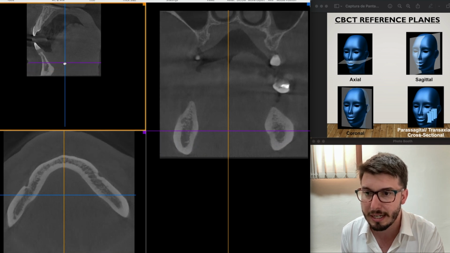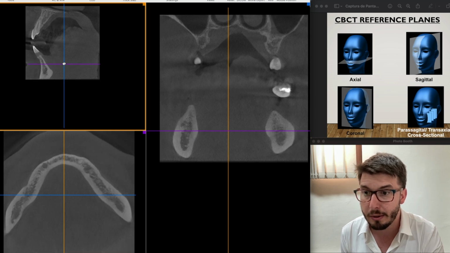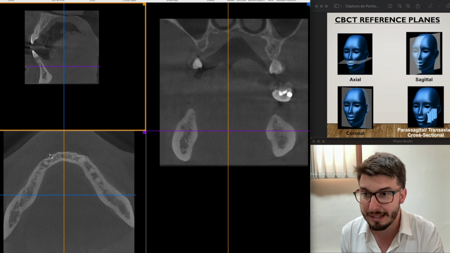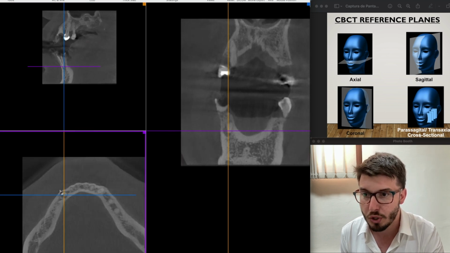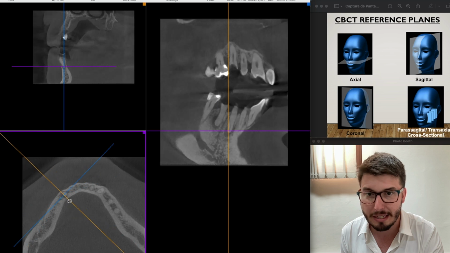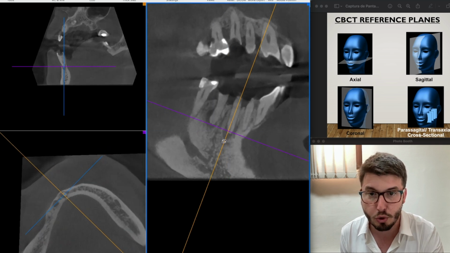Okay, so the bone is there. Now take a look at this. We have the two mental foramens here, and then we keep going upwards. There is a lesion here. Okay, so I'm going to bring all my axes to see this lesion, and I make all the axes parallel to the lesion. And now take a look at this. We have those two lesions.